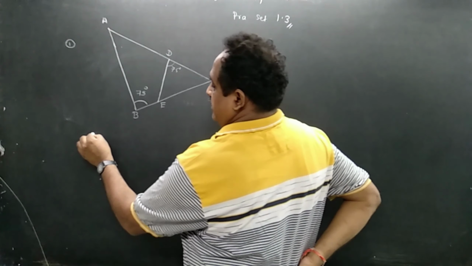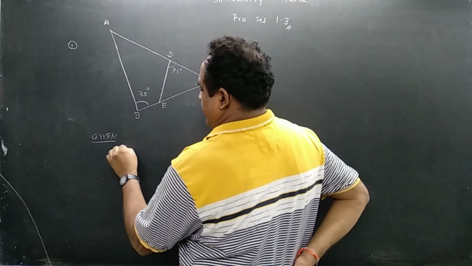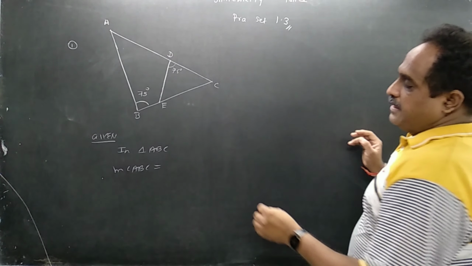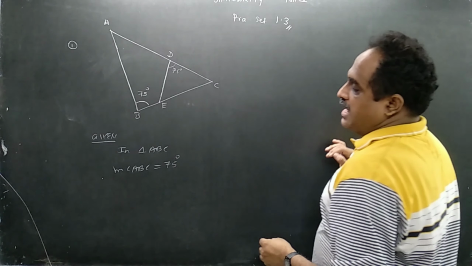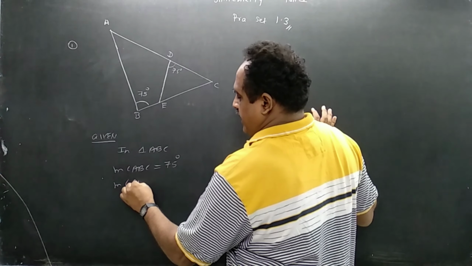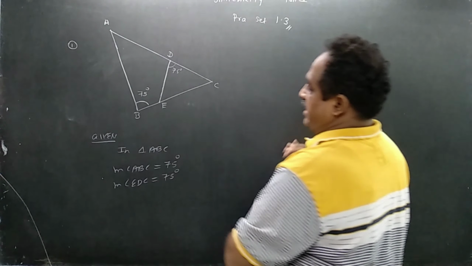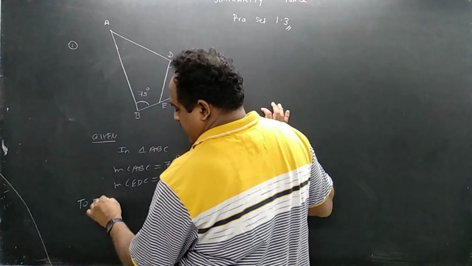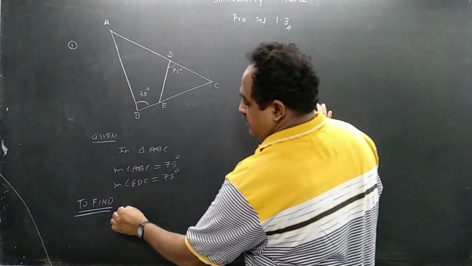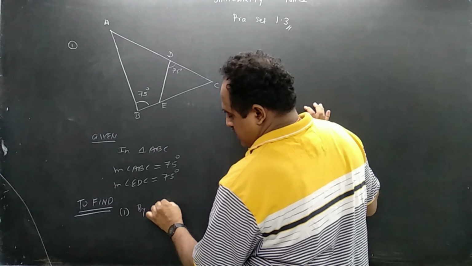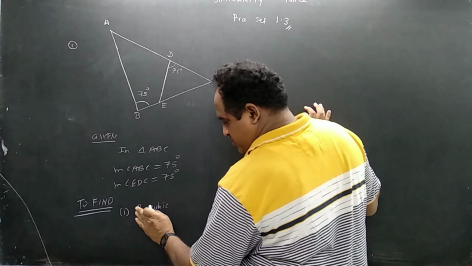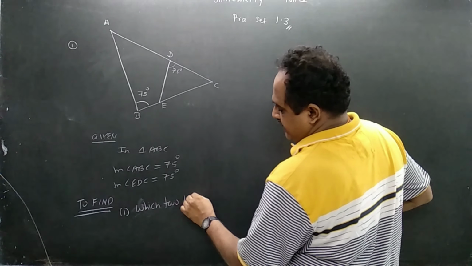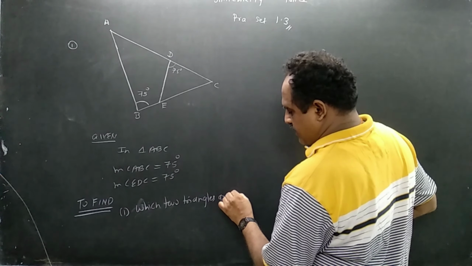Given, in triangle ABC, the measure of angle ABC is equal to 75 degrees, and the measure of angle EDC is equal to 75 degrees. Then what did they ask us to find? Which two triangles are similar?